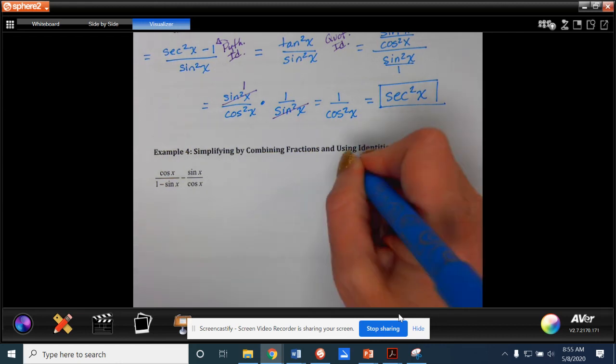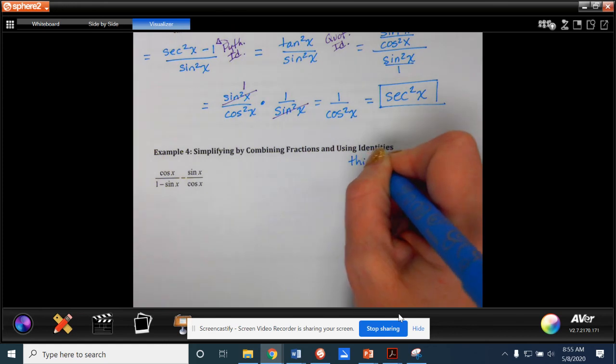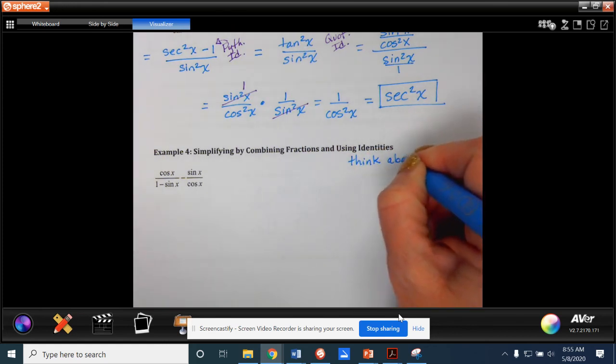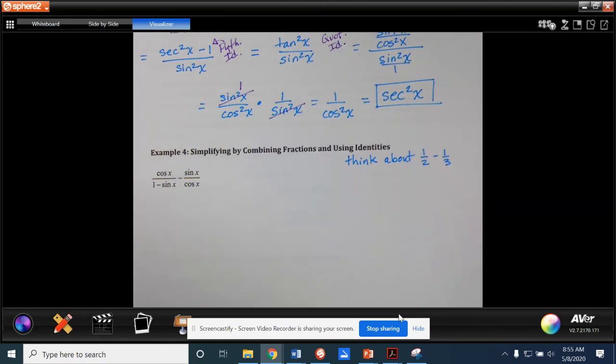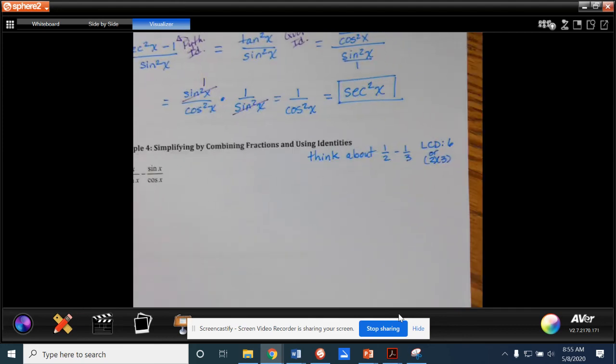So let me just write that off to the side. Think about 1/2 minus 1/3. I would need a lowest common denominator, which would be 6, or in this case, 2 times 3. And then you would multiply each side by what it's missing.